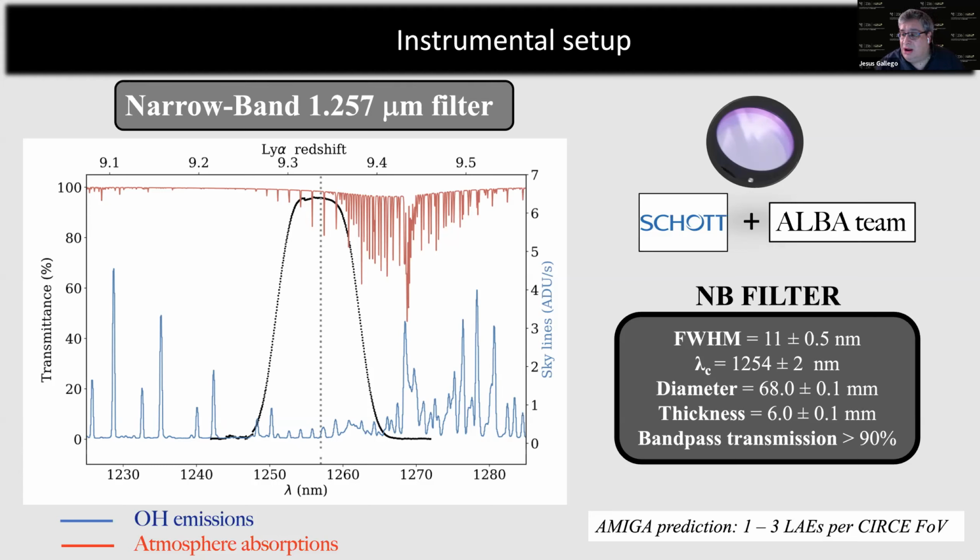Considering the CIRCE camera and the physical properties of this narrow filter, the prediction from our models was that, going deep enough, we should detect at least 1 to 3 Lyman alpha candidates using this filter.